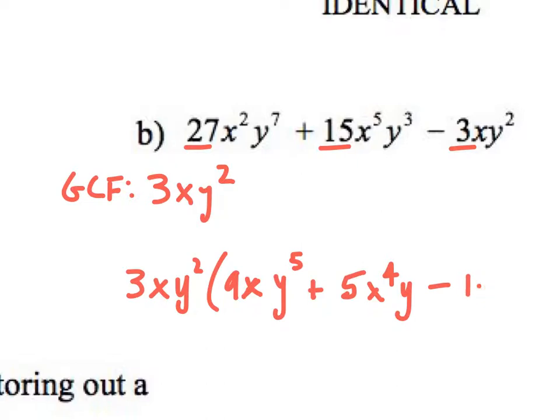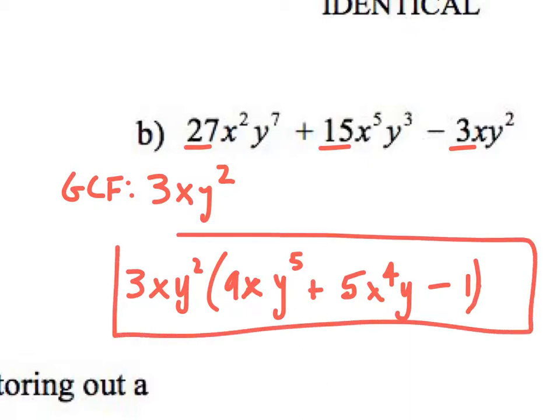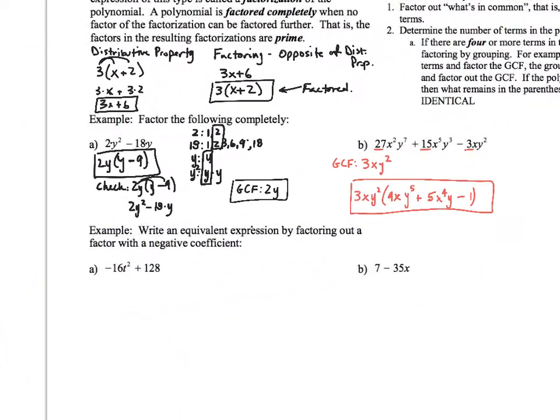Negative 1 times 1 is going to give me negative 1. And then y squared times what gives me y squared, and that would be 1 as well. Because all those are 1s, I only need to write it once, and this is my factored form. And there's nothing else that I could factor out of that. Let's take a look at the next one.